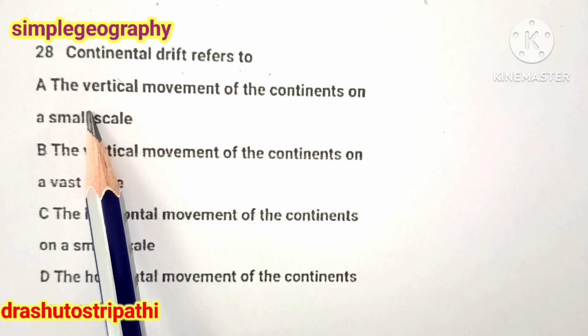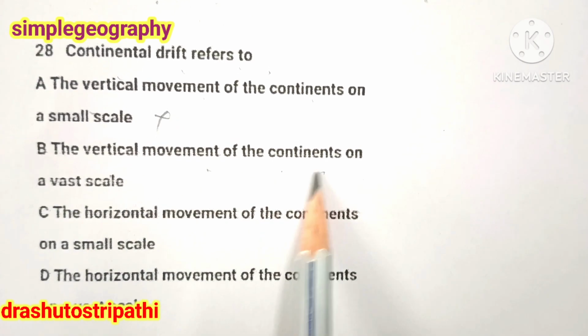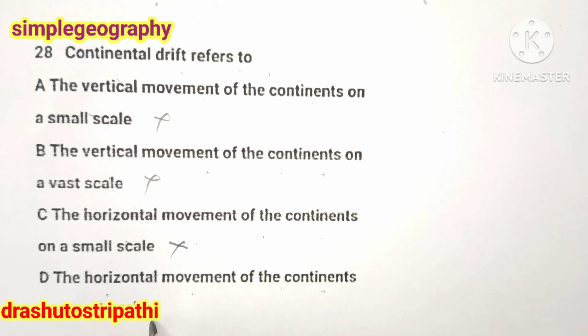Continental drift refers to the vertical movement of the continent on a small scale? No. The vertical movement of continents on a vast scale? No. The horizontal movement of continents on a small scale? No. The horizontal movement of the continents on a vast scale? Yes, this answer is correct.